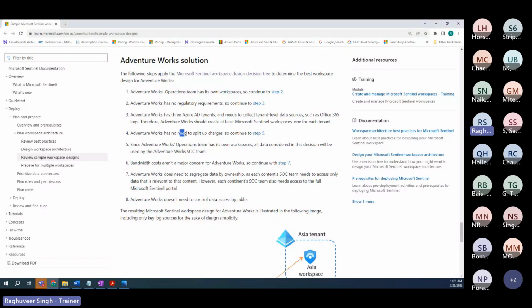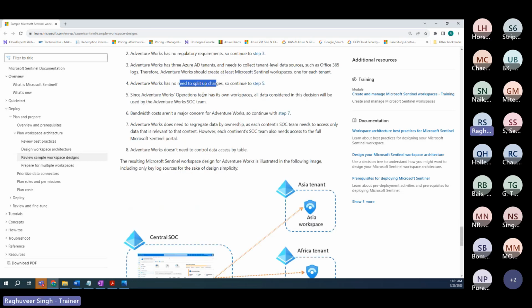Now there is no need to split charges, which means that if in Japan there are multiple locations where their VMs are, they can have all the VM logs ingested into one workspace, which they have created in one of the Japan regions. So one workspace in each tenant, which takes care of the geography also. Since AdventureWorks has its own workspace, data will be collected by the SOC team. Bandwidth costs are the major concern. AdventureWorks doesn't need to segregate data by ownership, so each continent SOC team needs to access only the data that is relevant to that continent.